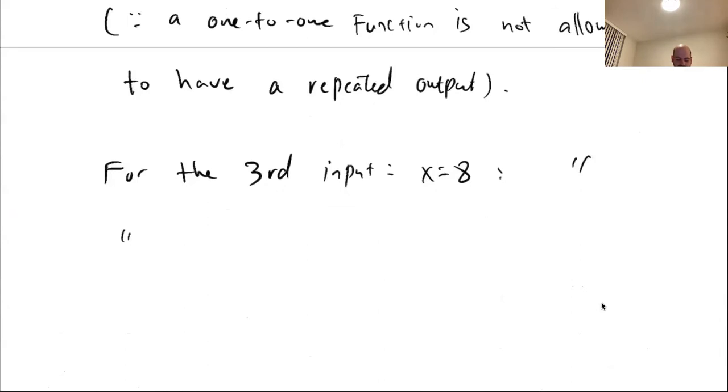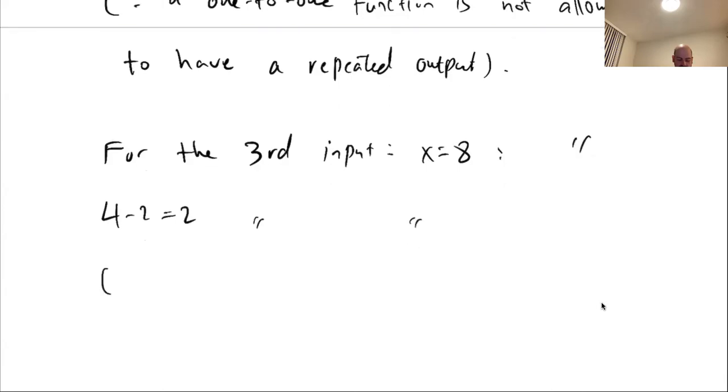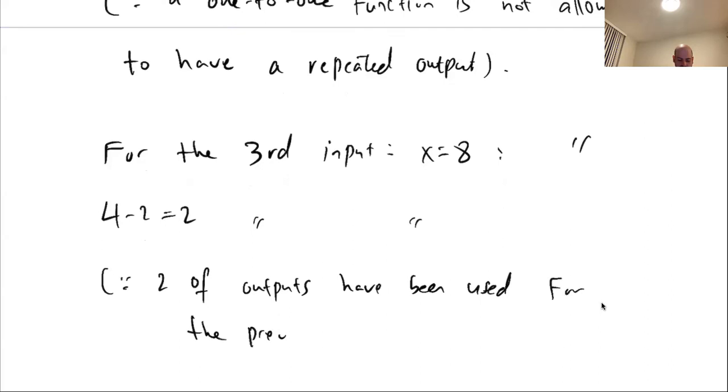So we have 4 minus 2. It's 2 options to assign. Yes, 2 outputs have been used for the previous 2 inputs.